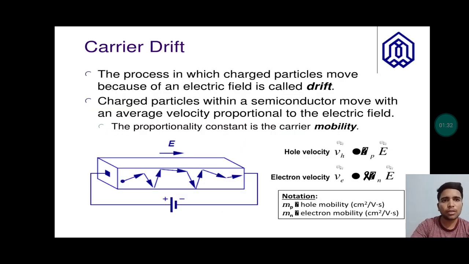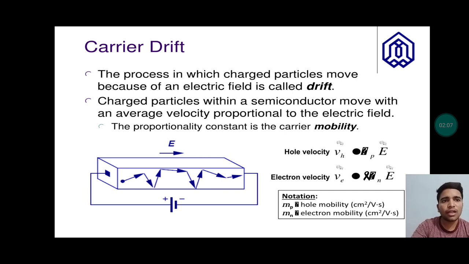Carrier drift. The process in which charged particles move because of an electric field is called drift. Charged particles within a semiconductor move with an average velocity proportional to the electric field. The proportionality constant is the carrier mobility.